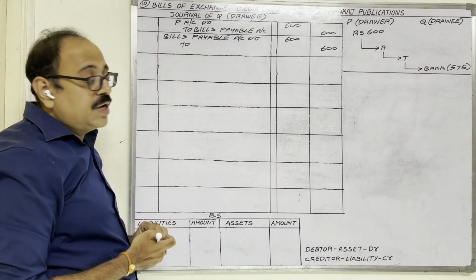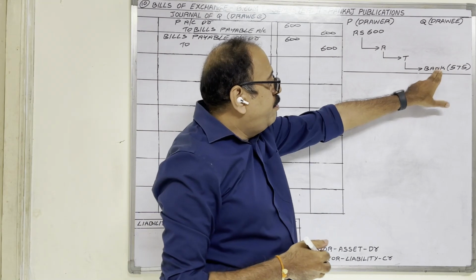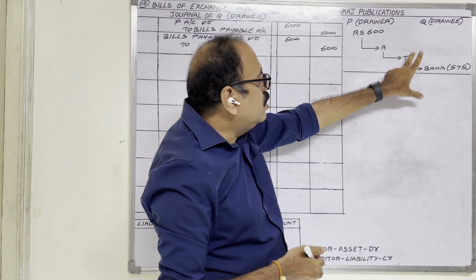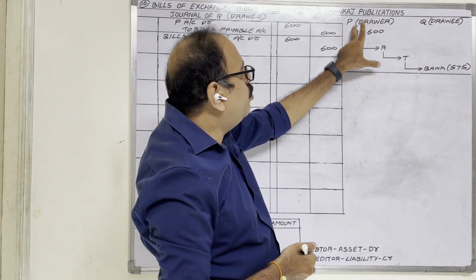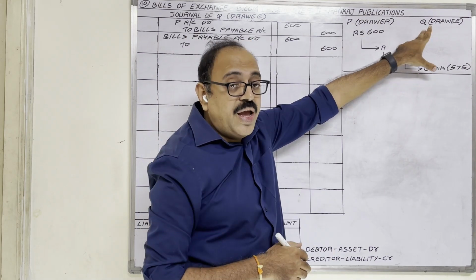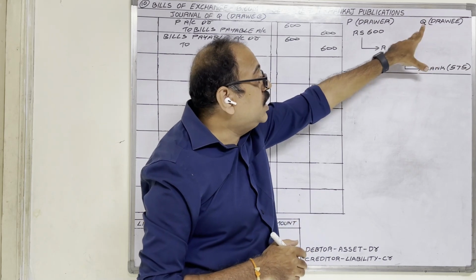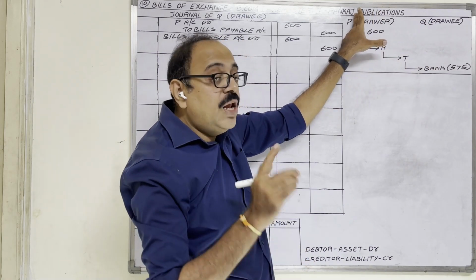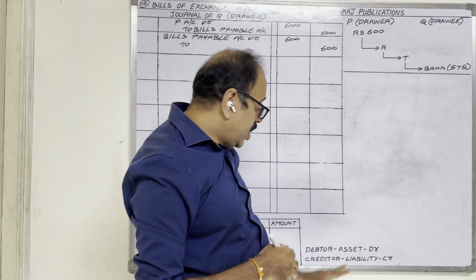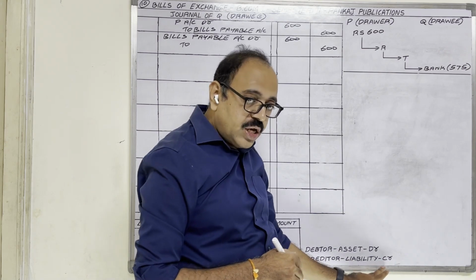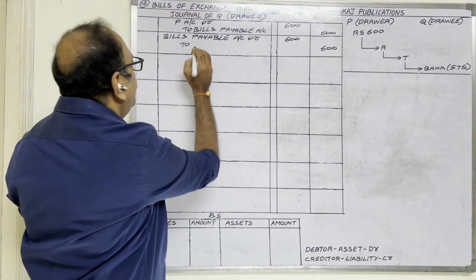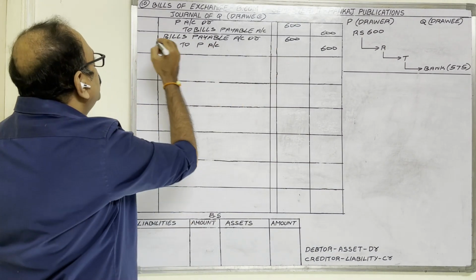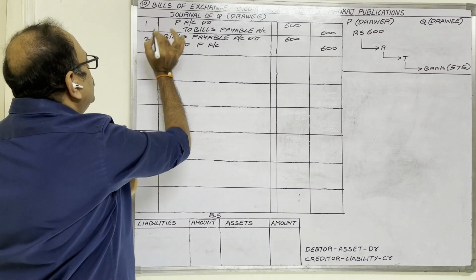Which account we should credit? Bank came to us. We dishonored the bill. Then the bank goes to T. T goes to R. R goes to P. P comes to us only. No? Finally, Q has to pay 600 rupees to P again. So to Q, P is again becoming a creditor. So creditor is a liability. Liability shows a credit balance, no? Means P account we have to credit. Amount same 600. For these two entries, write the serial numbers.